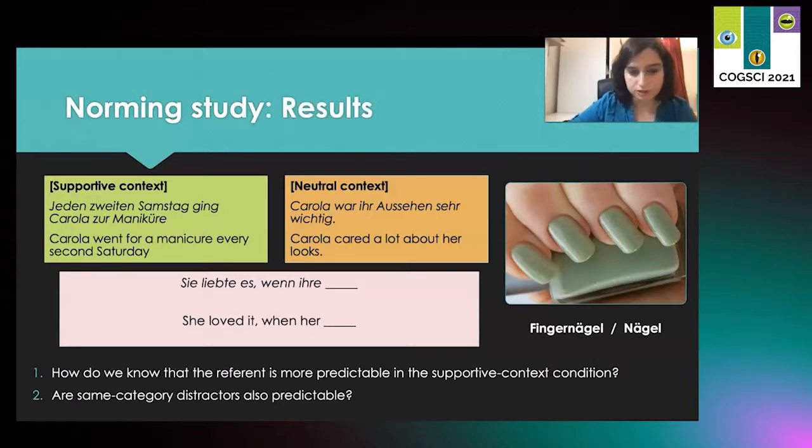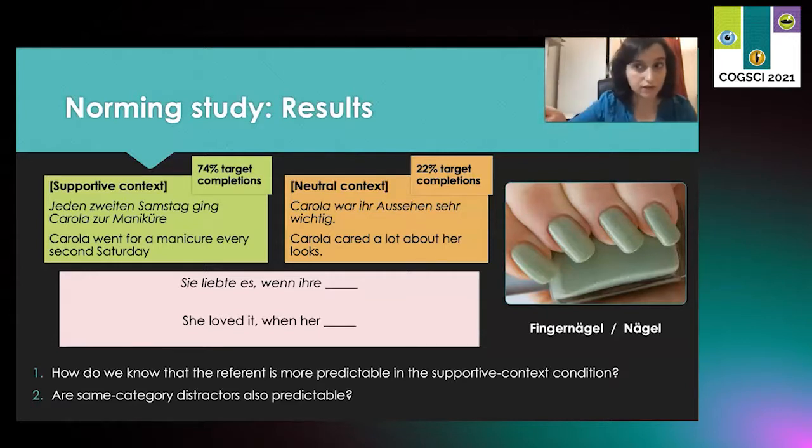So how do we know that the referent is more predictable in the main study, in the supportive context condition? Well, in the norming study, we saw that there were 74% target completions in the supportive context. It doesn't matter if they're short or long. Here we just want to know if the target, the referent, is predictable. We only found 22% target completions in the neutral context. So there is a difference between the two.